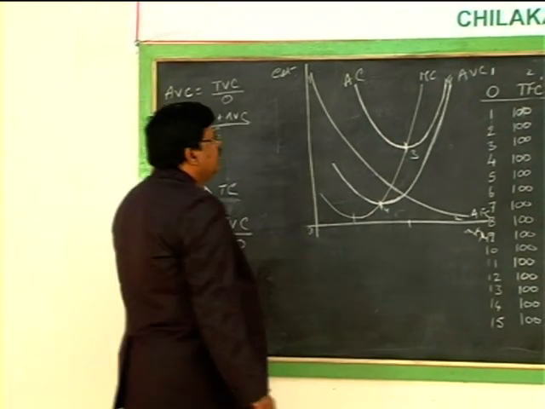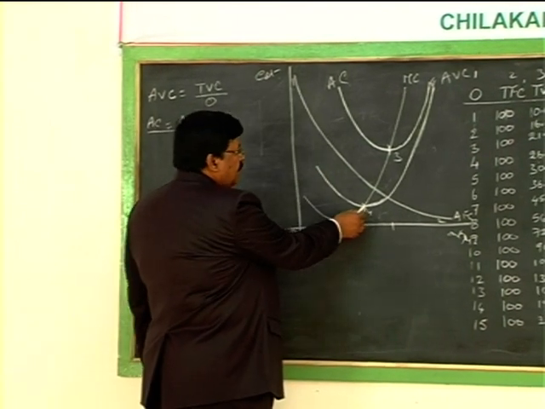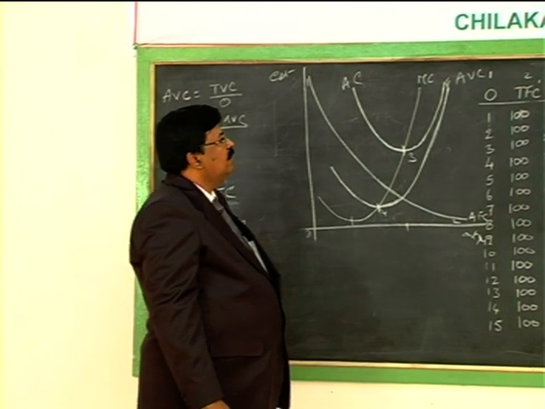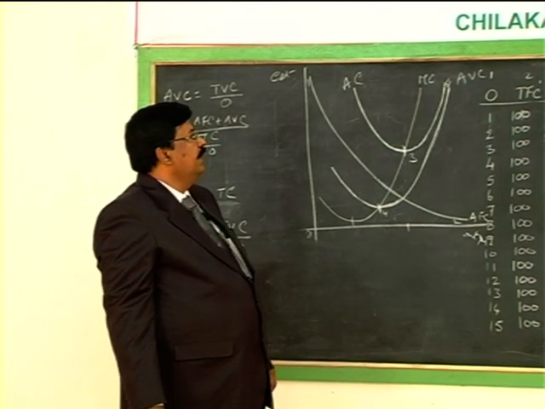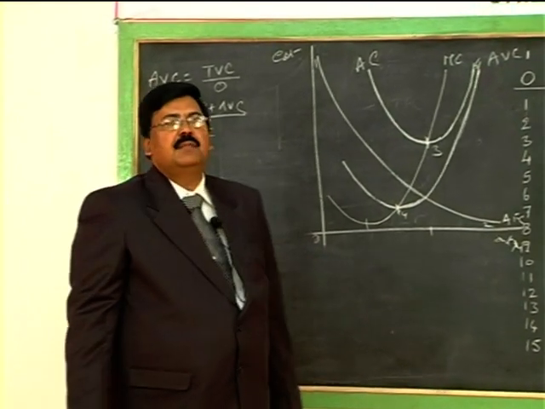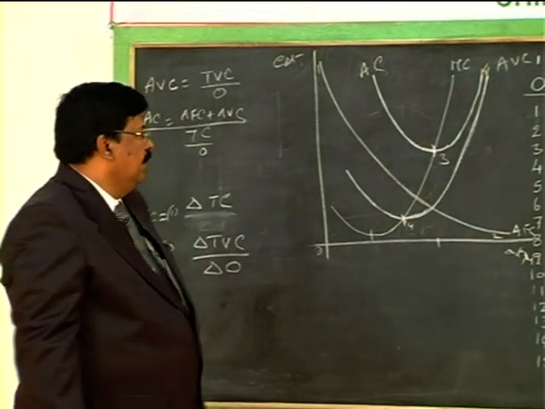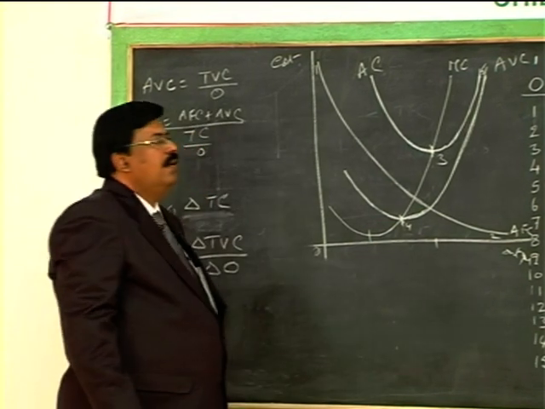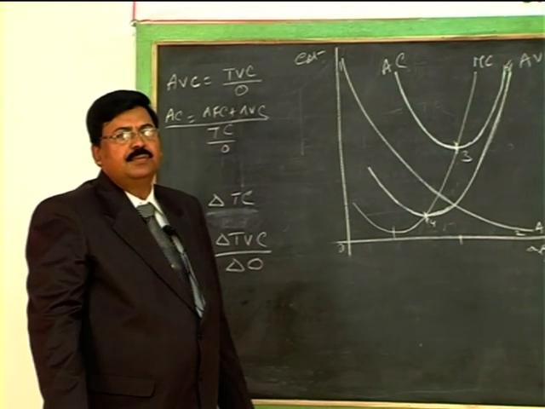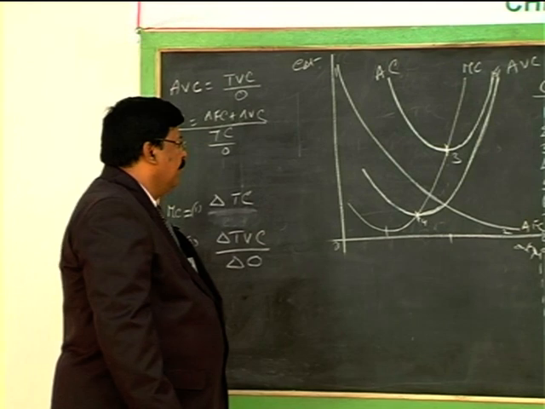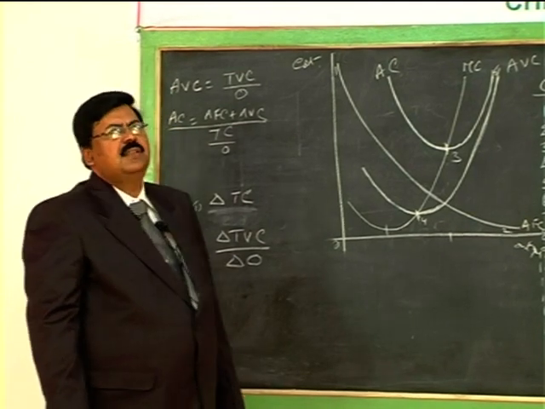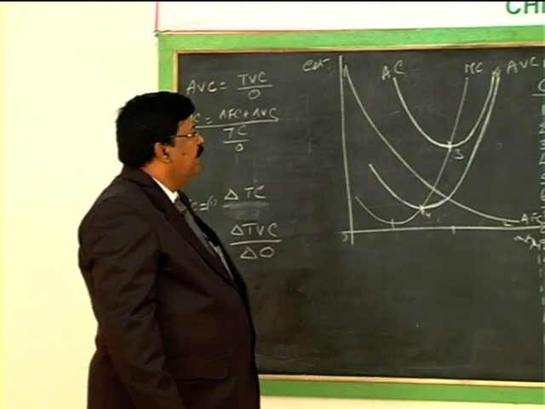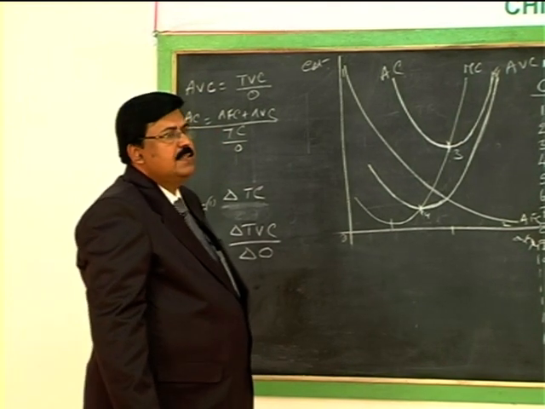Now what is AVC? AVC initially declines, reaches minimum and then rises, and while increasing it is asymptotically closer to AC as indicated by point 5. So AVC reaches minimum at point 4 and increases. It is a U-shaped curve. And then AC. AC is also a U-shaped curve. Initially declines, reaches minimum at point 3 and then rises.